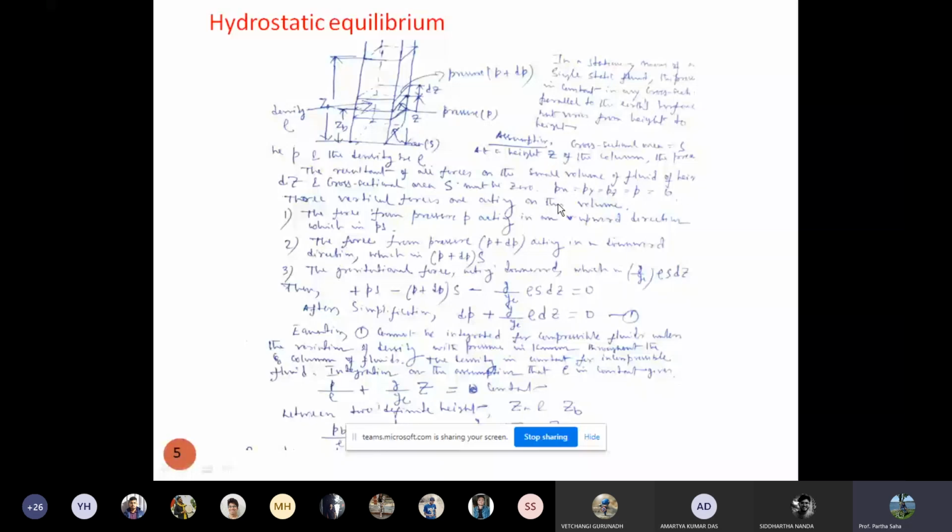So what are the forces I just mentioned? The three vertical forces acting on the volume are: the force from pressure P acting in the upward direction, which is P into S; the force from pressure P plus del P acting in the downward direction, that is P plus del P into S; and the gravitational force acting downwards, which is g by gc rho S dz. So that dz is the height of the liquid element.